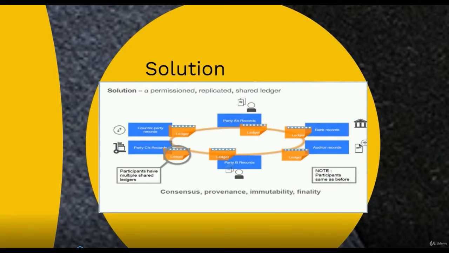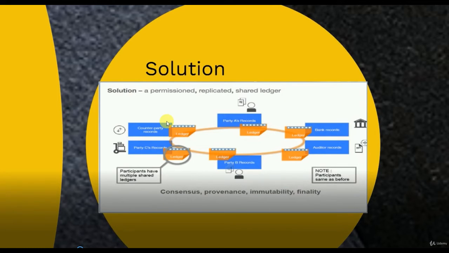The solution for this is to go for the decentralized one. What does decentralized mean? Instead of party A storing just A's ledger, it will store multiple ledgers. The ledgers are shared among all the members. So A will have A's ledger, B's ledger, C's ledger, and similarly B has the ledgers of all the parties in the network. Similarly, C will also have all the ledgers of all the parties in the network.